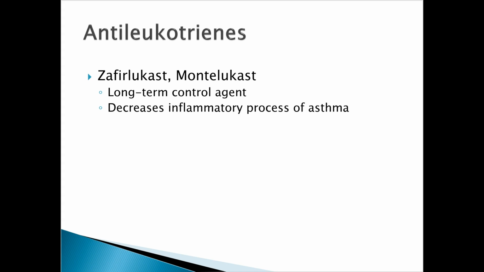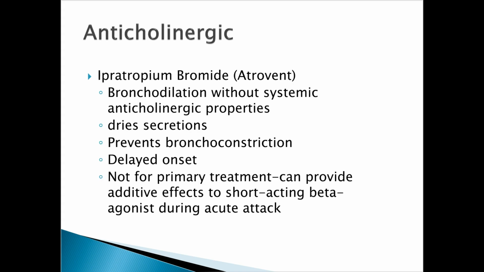Monoclast is a long-term control agent like I talked about before, and it decreases the inflammatory process of asthma. Atrovent provides bronchodilation without systemic anticholinergic properties. It dries up the secretions. It prevents bronchoconstriction. It has a delayed onset, and it's not for primary treatment, but can provide additional effects basically to albuterol.